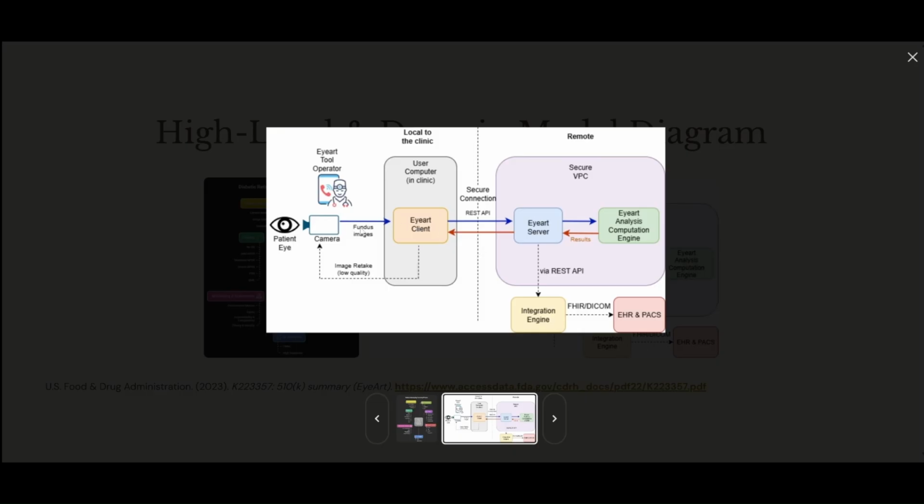Images are captured by a trained operator and sent via the IR client from the local clinic to the IR server. The EyeArt server invokes the EyeArt analysis computation engine, which classifies the images and detects the DR severity.